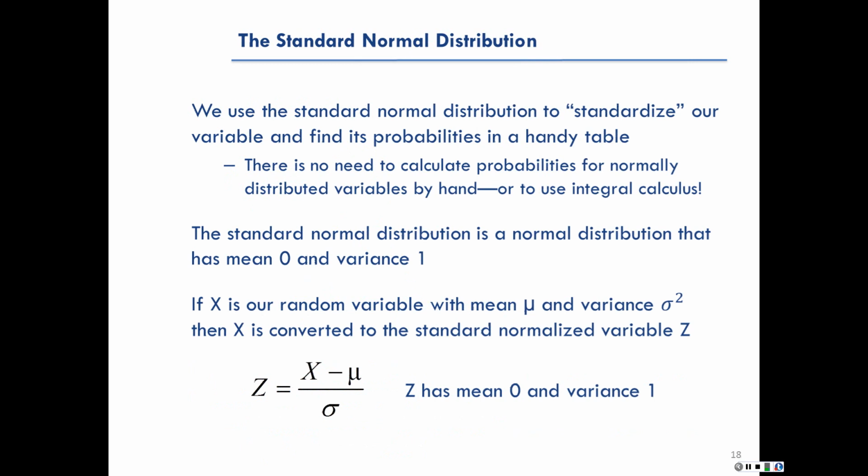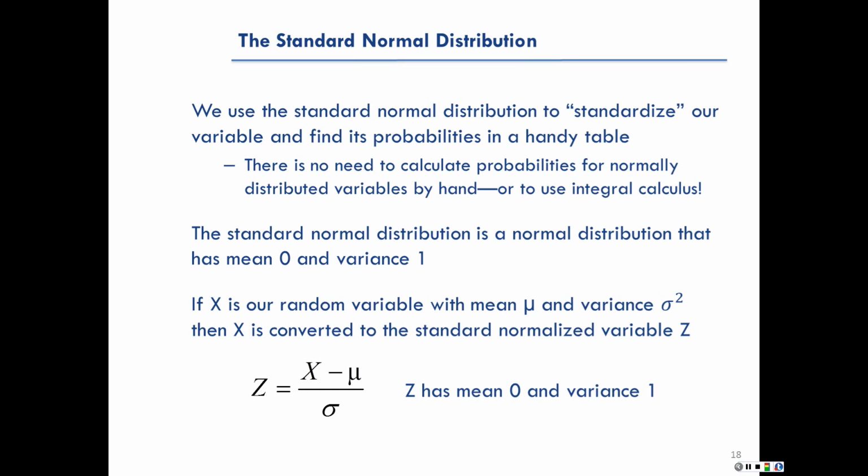So, in addition to the normal distribution is the standard normal distribution. And this is important. Our focus is going to be here on the standard normal distribution. And so we use this standard normal distribution to standardize our variable x that we're interested in and then find its probabilities in a handy table. And so there's no need to calculate probabilities for normally distributed variables by hand or to use integral calculus. Lucky for us. So the standard normal distribution is a normal distribution.